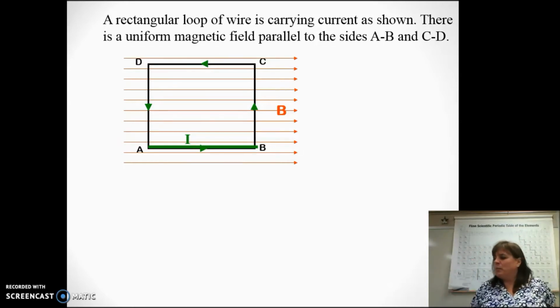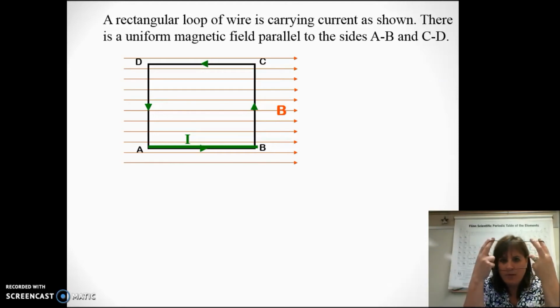Now, what if we take a loop and put it in a magnetic field? This is a square loop, but it could be a circular loop, it doesn't really matter. For the purposes of this slide, we're going to talk about a rectangular loop. It's in a uniform magnetic field which is pointing directly to the right, and I have current flowing counterclockwise through the loop.